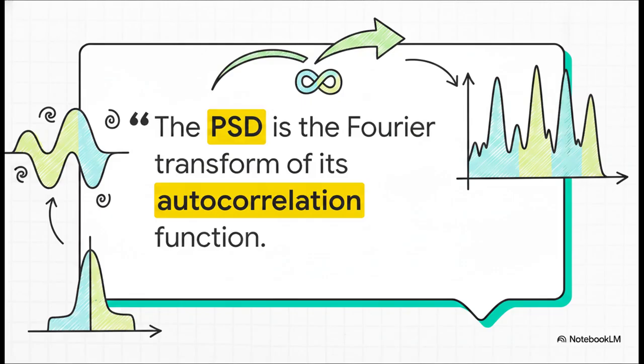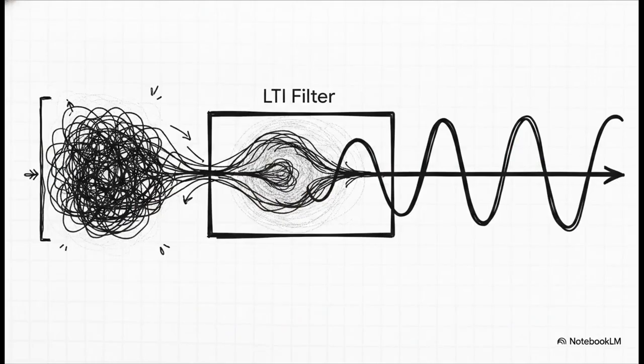This theorem states that the power spectral density of a stationary random process is exactly equal to the Fourier transform of its statistical autocorrelation function. Think about that. Mathematically, it proves that autocorrelation in the time domain and power spectral density in the frequency domain are literally just two sides of the exact same mathematical coin. It's brilliant.